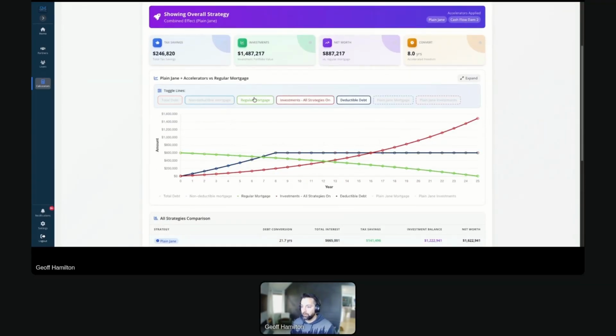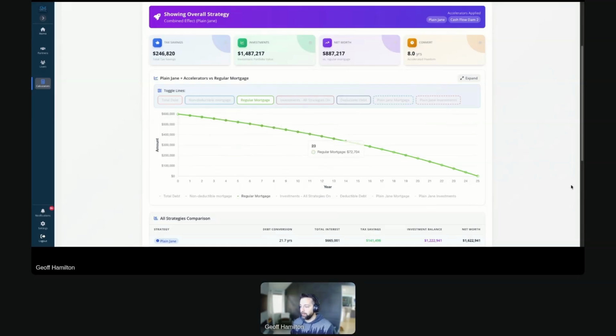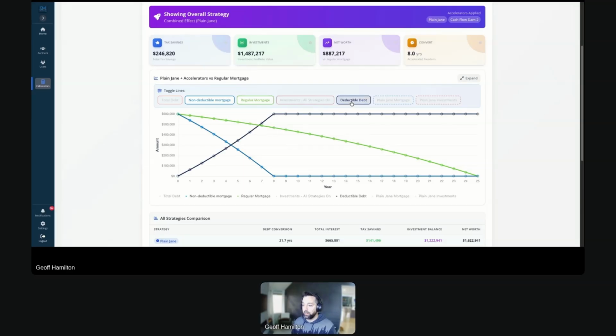So let's just do it the same way we did the last one. Here again is your regular mortgage. From now until 25 years from now, you pay, you get down to zero. That's it. Now your non-deductible mortgage is going to go down to zero at 8, pretty much the same, and your deductible debt is going to go up until year 8.